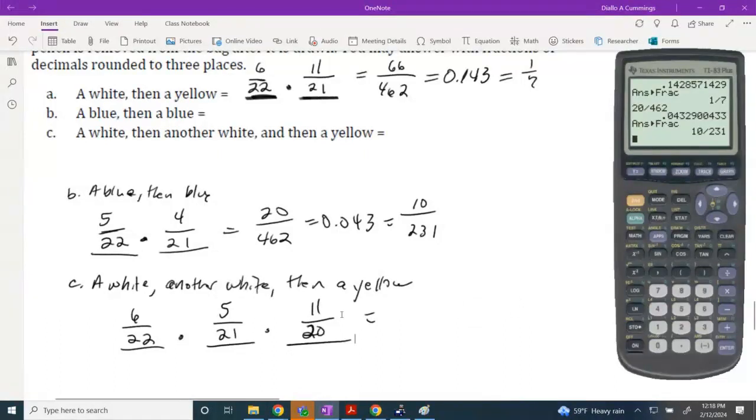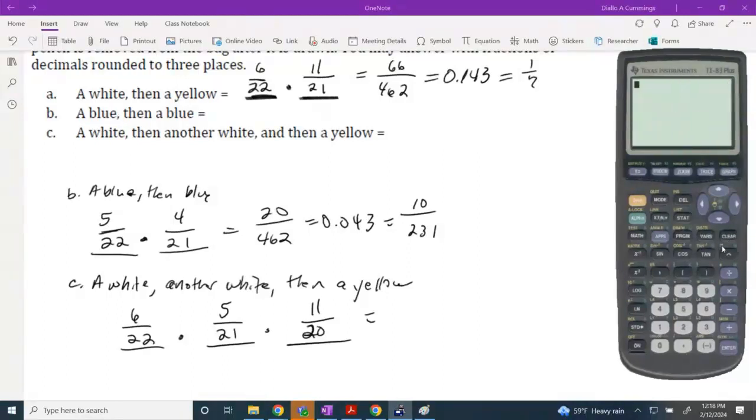And so we're going to multiply the numerators, multiply the denominators, convert it to a decimal, and then convert that decimal to a simplified fraction. All right, so in the numerator, we have 6 times 5 times 11, which is 330. In the denominator, we have 22 times 21 times 20, which is 9,240. I'm going to divide 330 by 9,240.